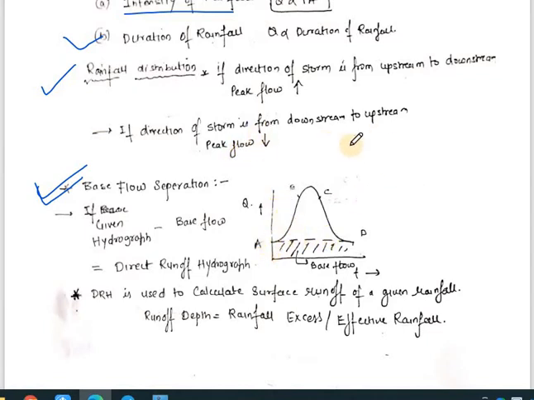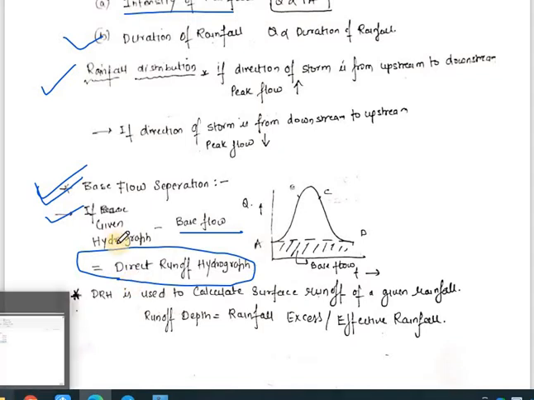As I have told you, runoff is generally created on the surface. It can go directly into the stream, and also some water from the soil meets your stream. That water which is from the soil and reaching the stream is called your base flow. So in a given hydrograph, if you subtract the base flow, it will give you the direct runoff hydrograph. So if you have been provided with hydrograph values, and you subtract the base flow value from that, that will give you the direct runoff hydrograph.